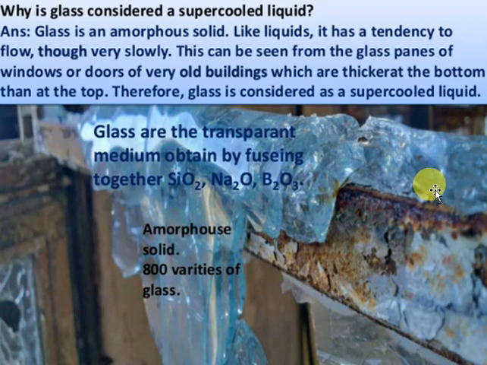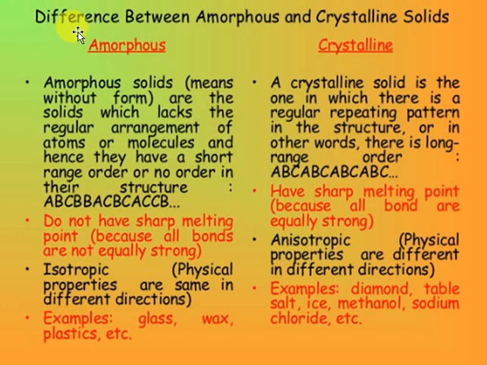Generally, they are called supercooled liquids. Glass is also called a supercooled liquid. And the final one is the difference between amorphous solids and crystalline solids. Amorphous solid means without form; no regular arrangement of the particles is possible. These are solids which lack a regular arrangement of atoms or molecules, hence they have short range order. You can see very clearly A, B, C, B, B, then B, A, C, an irregular arrangement.